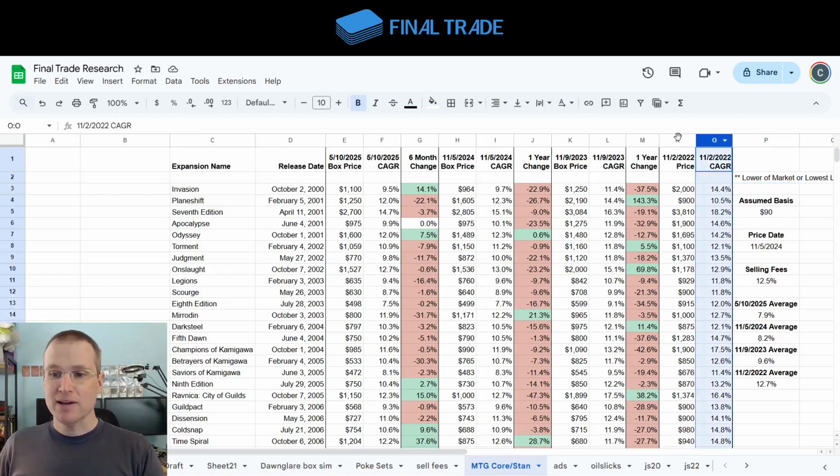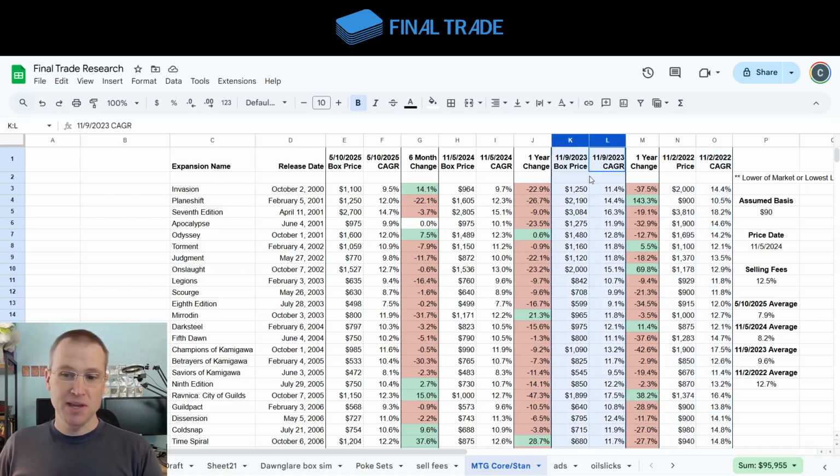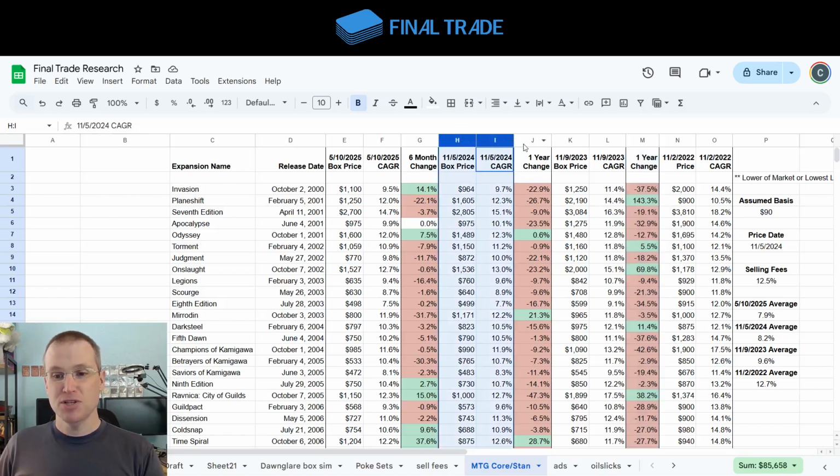So going all the way back, what I have is November 2nd, 2022 prices, the first time that I collected them, so 2.5 years ago. Then I have November 9th, 2023, so 1 year after that. And in between, I have this column of 1 year change percentages. Then the same thing, November 5th, 2024, the 1 year difference between 23 and 24. And most recently, May 10th, 2025, and the 6-month change between November of 24 and May of 25.